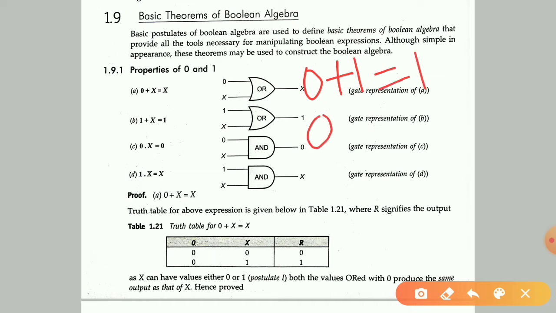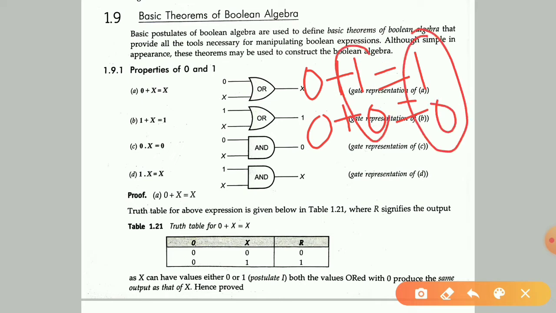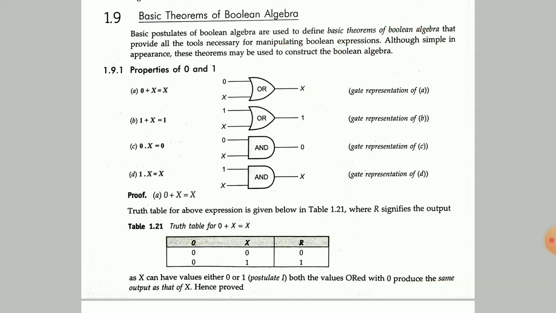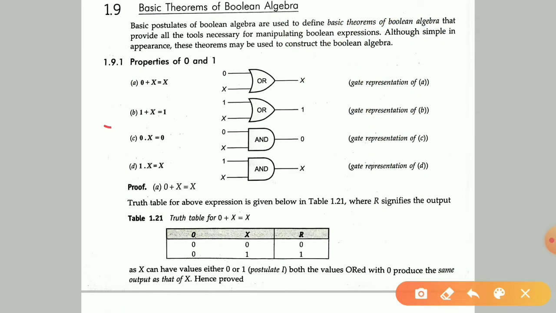If we are finding 0 plus 0, the answer is coming 0. So you can see the answer is coming the same as x, such as this is x and this is 0. So here you can see the answer is the same. That's why the relation states that 0 plus x equals to x.